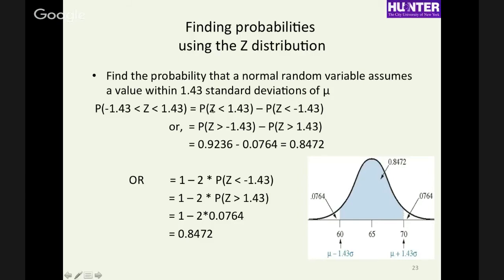The first one is to calculate this probability, the 0.92, and then subtract this probability to the left. You get 0.84. Or you can calculate the area under these two tails, add them together, and subtract that from 1, and get the same answer either way. So it just depends on how you want to think about it.